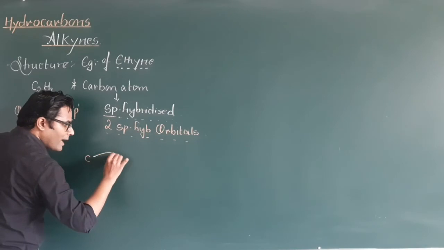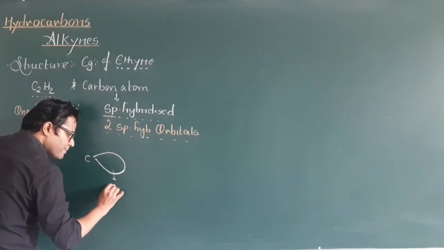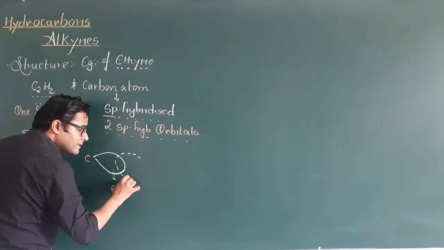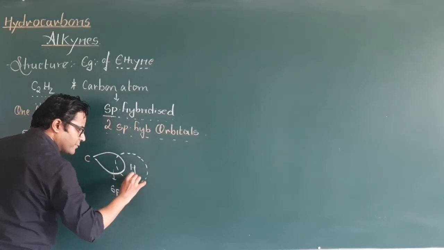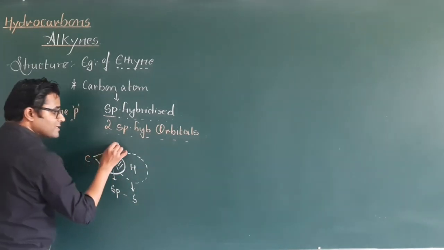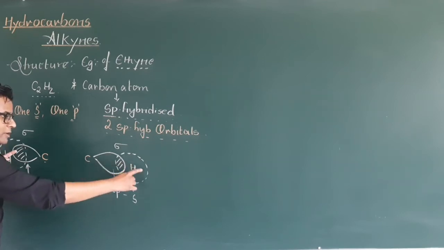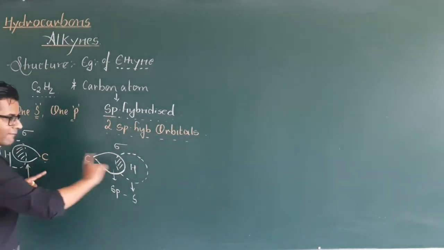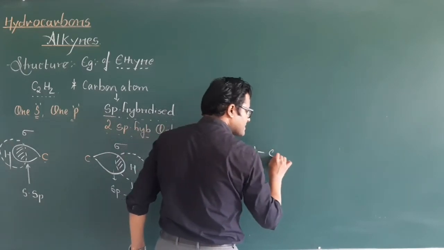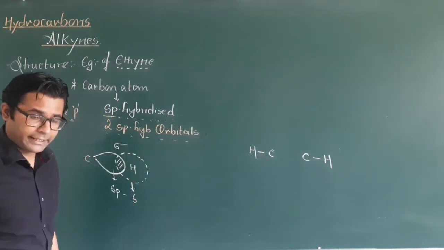Same thing happens over here. What is happening? One sp hybridized orbital, this is your sp hybridized orbital, correct? It overlaps with the s orbital of hydrogen, so this is the s orbital of hydrogen, giving rise to sigma bond. Okay, so sigma bonds are formed. So I'll draw this complementary structure here as HCCH. This is what it is giving me, correct?